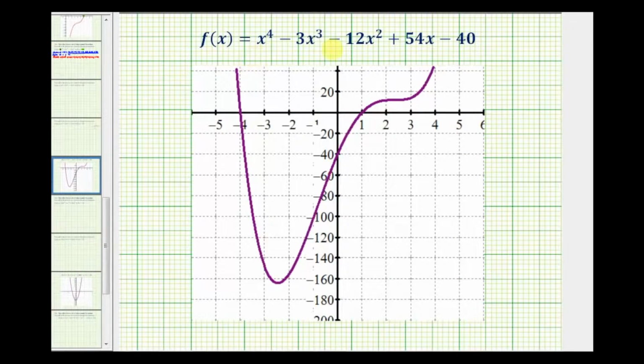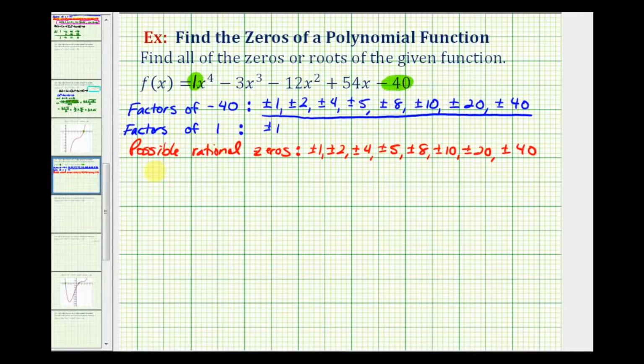Here's the graph of our degree 4 polynomial. Notice how it has two x-intercepts, which means it has two real zeros, and luckily they're also rational. We have an x-intercept here of negative 4 and an x-intercept here of positive 1. That means two of our zeros of the function are negative 4 and positive 1. This also tells us the other two zeros would have to be complex zeros. So again, because of the graph, we know that two of the zeros are x equals negative 4 and x equals positive 1. Notice how both of these are in the list of possible rational zeros.